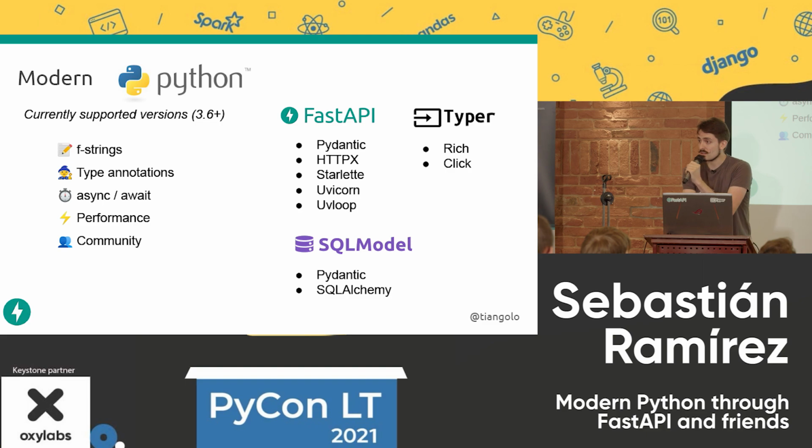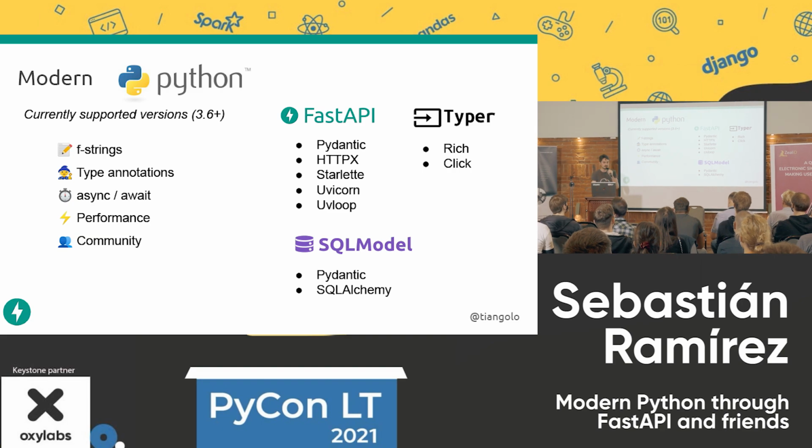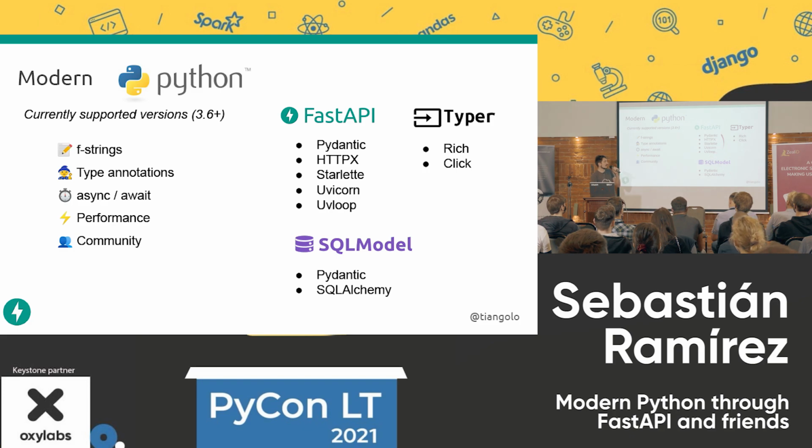So we're going to be talking about modern Python. Can you actually all see the slides, or should I move a bit? Okay, cool. When I say modern Python, I mean the Python versions that are currently supported, the ones that have not reached the end of life. So it's 3.6 and above. We're going to talk a little bit about f-strings, about type annotations, then a lot about type annotations, a bit about async and await, and some about performance, and then community. We're going to see examples with FastAPI, Typer, SQLModel, and all the friends and all the tools that are working behind the scenes.